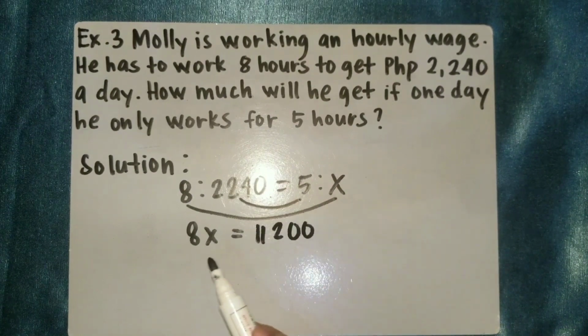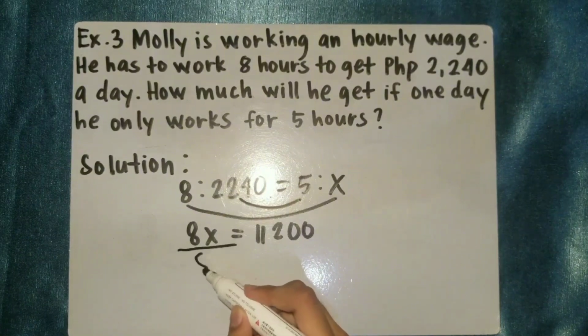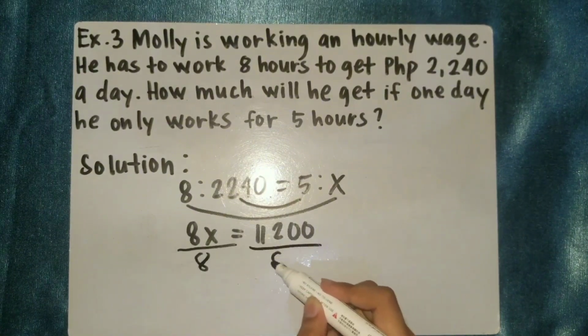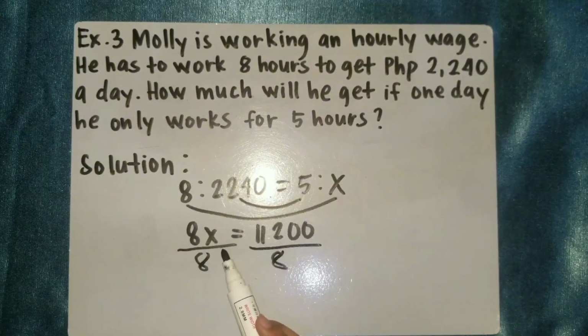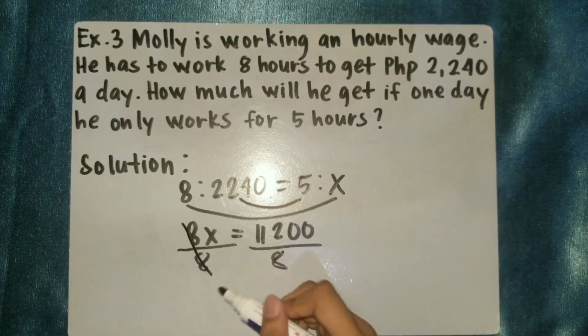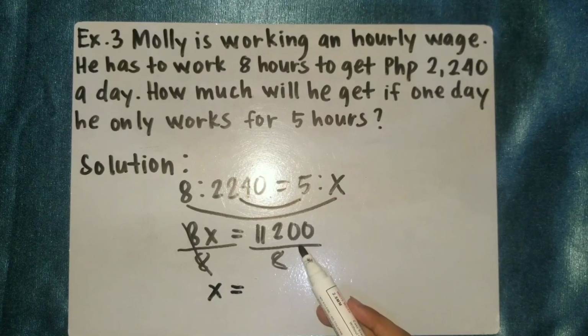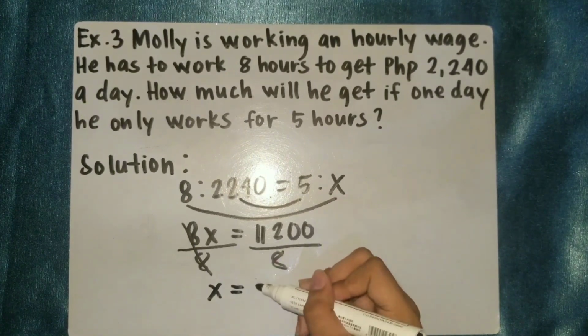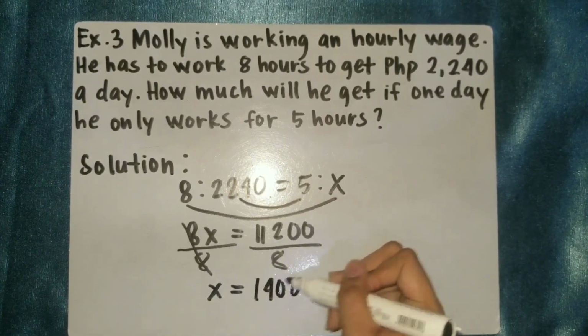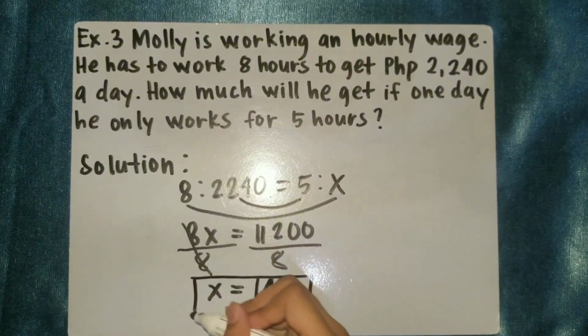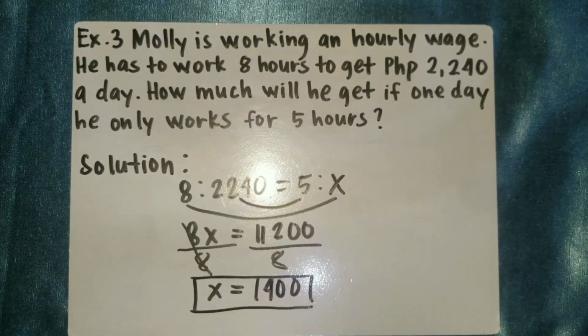Then next, we will solve for x. To solve for x, we will divide 8 by both sides. 8x divided by 8, makakancel na to at x na lang yung matitira. 11,200 divided by 8 equal 1,400. In conclusion, Molly will get 1,400 pesos if he only works for 5 hours.